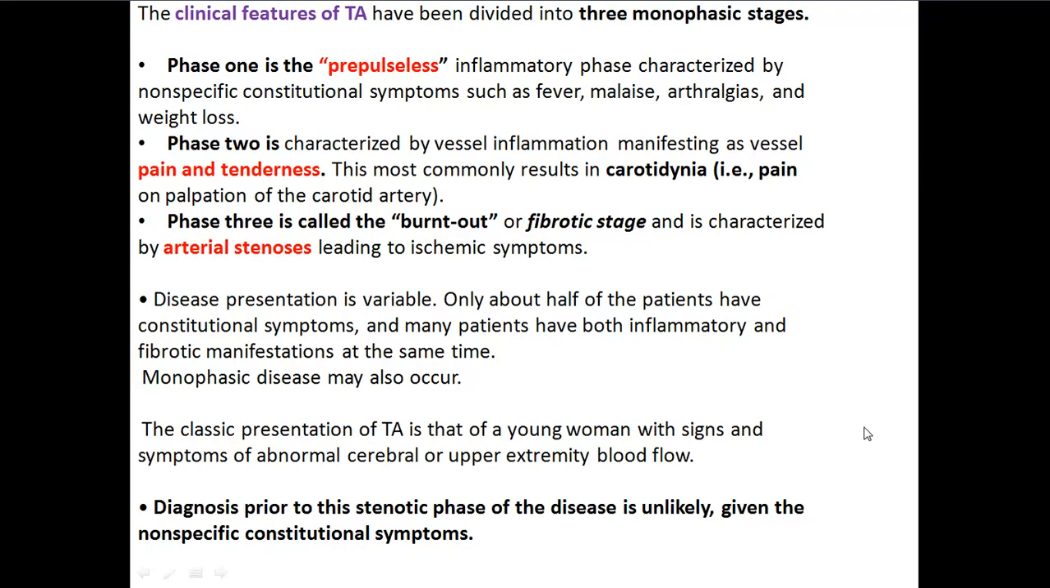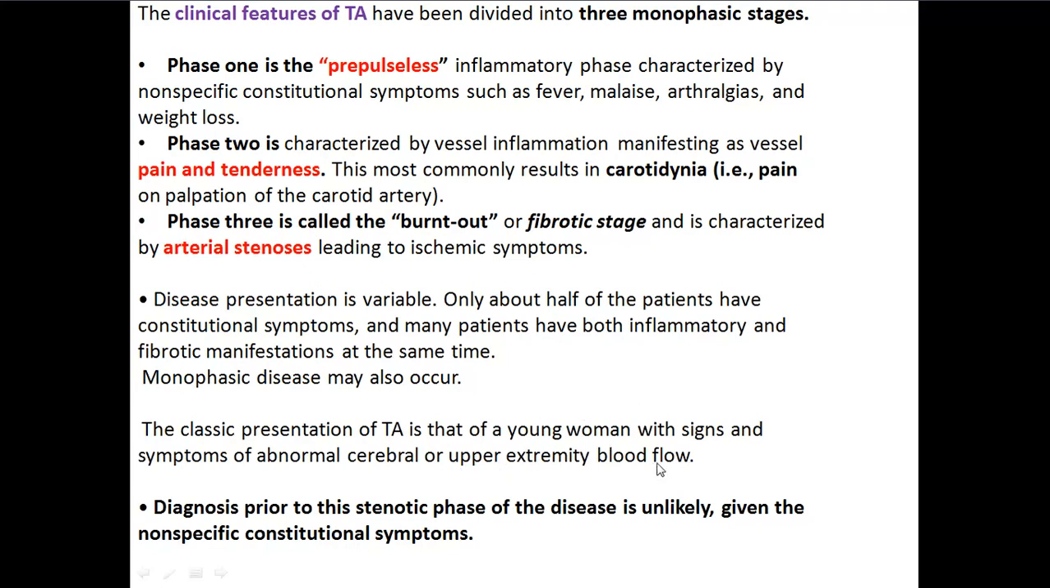So the disease presentation is variable. Only half of the patients have constitutional symptoms, and many patients have both inflammatory and fibrotic manifestations at the same time. So all the patients may not present in phase 1, they may present in phase 3 straight away. Monophasic disease may also occur. And the classic presentation of Takayasu arteritis is young women with signs and symptoms of abnormal cerebral or upper extremity blood flow. This is important.